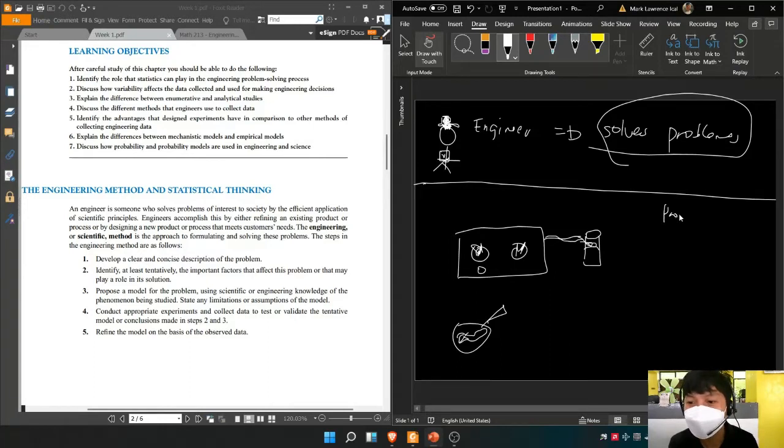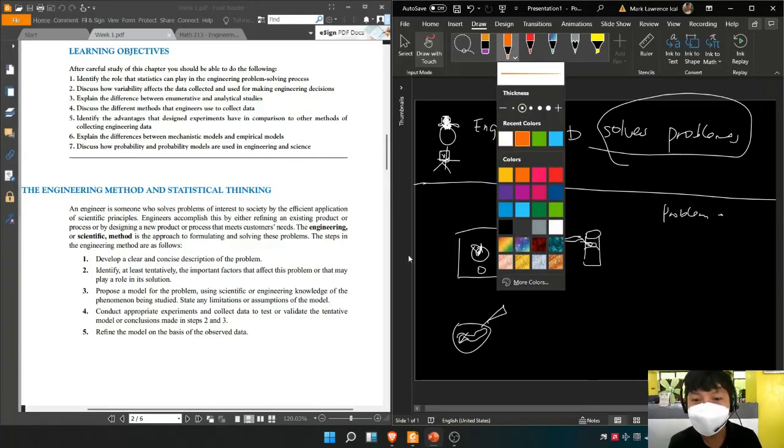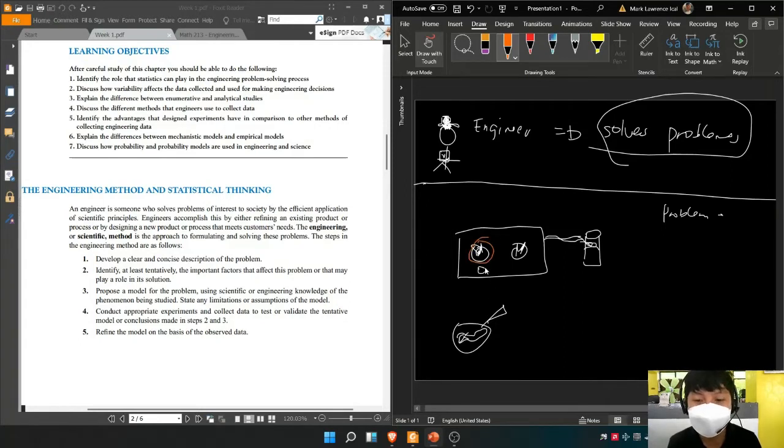So the problem is that the stove does not work, or there's no fire coming out of the stove. Okay, so step two, identify at least tentatively the important factors that affect this problem or that may play a role in the solution. Okay, so in order for you to understand the problem, you have to understand the key elements or the parts of the stove. Okay, so we're going to highlight here. So the first part of the stove is of course the stove grill itself, and then we have the control knob, we have the hose, we have the gate valve, and we have the tank itself. Okay, so we have 1, 2, 3, and 4. Now you have to ask yourself, are all these components having the problem?